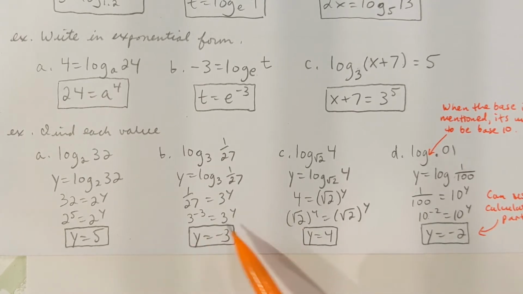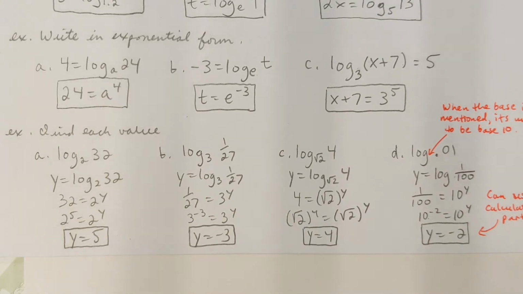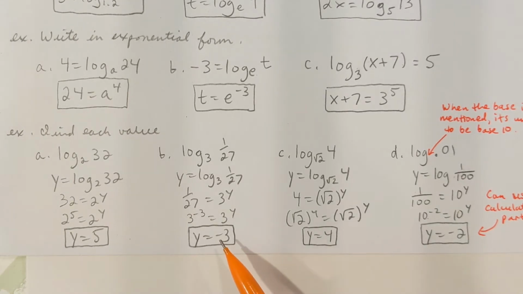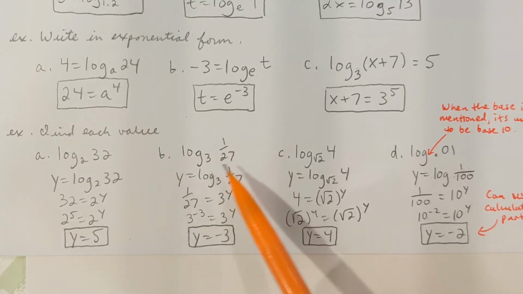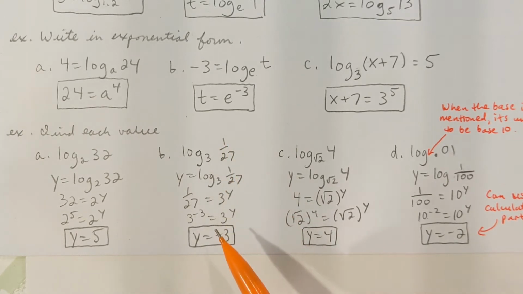Note that I have a negative number coming out of the calculation. That can sometimes happen. I mentioned that in the last video. You can't take the log of a negative or the log of 0, but you can have a negative number coming out of the calculation. You know, we'll see that on occasion. y is the output. The input is different.